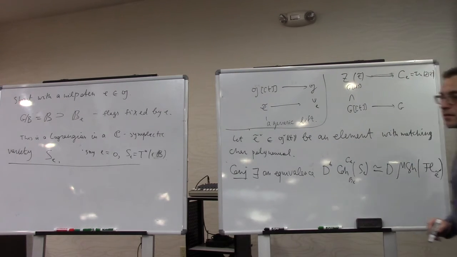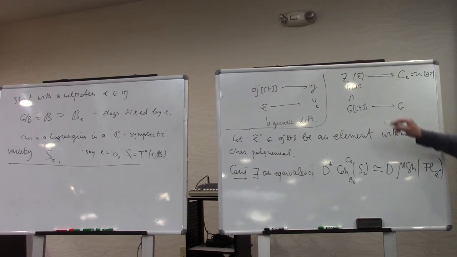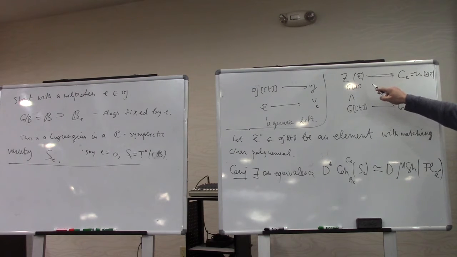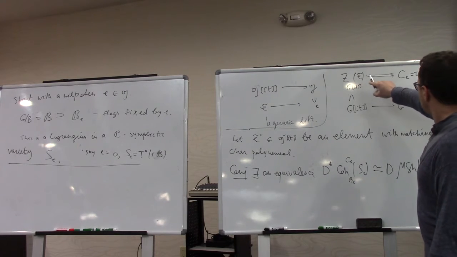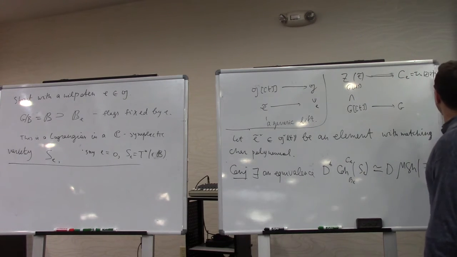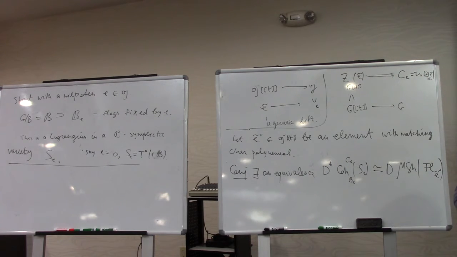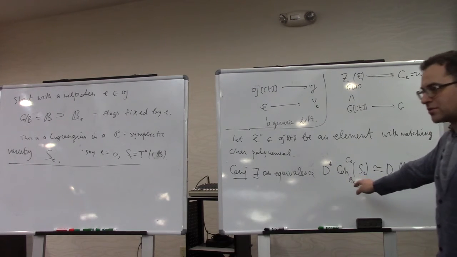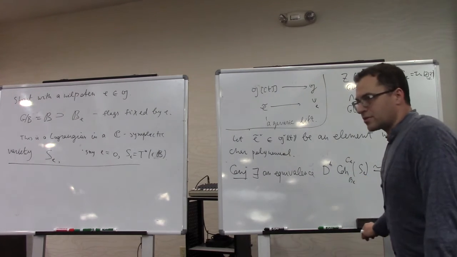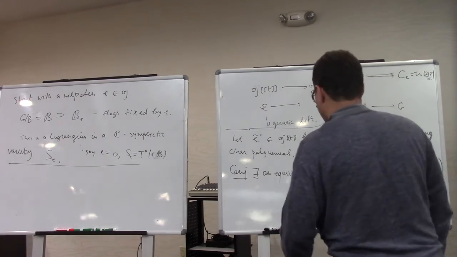Is this group CE reductive or what? It is abelian reductive. So CE is abelian reductive. CE is the image of the reductive part, sorry. We can consider equivariant homology, it's reductive. It's not homology, it's equivariant sheaves. Yes, equivariant sheaves, but still reductive.